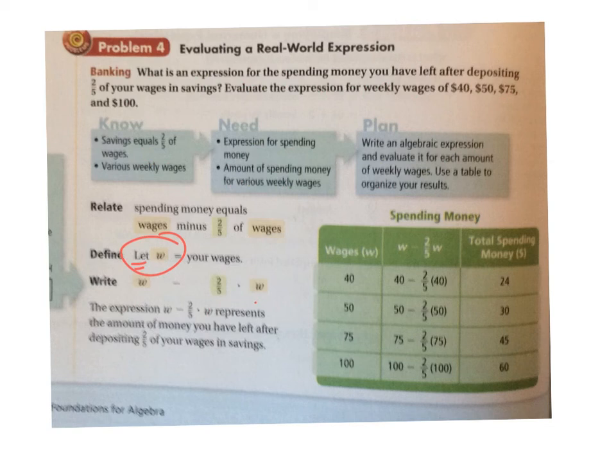So on here, wages are $40, so $40 minus 2/5 of $40. And this is where simplifying it beforehand would have been kind of nice, just to make it 3/5 W, right? 50 minus 2/5 of 50. 75 minus 2/5 of 75. 100 minus 2/5 of 100. And we can see the resulting answer there. So again, writing your own expression and using it. Don't forget that let statement.